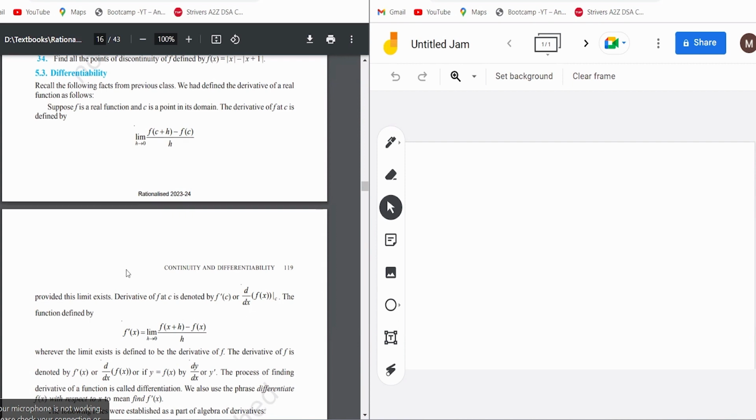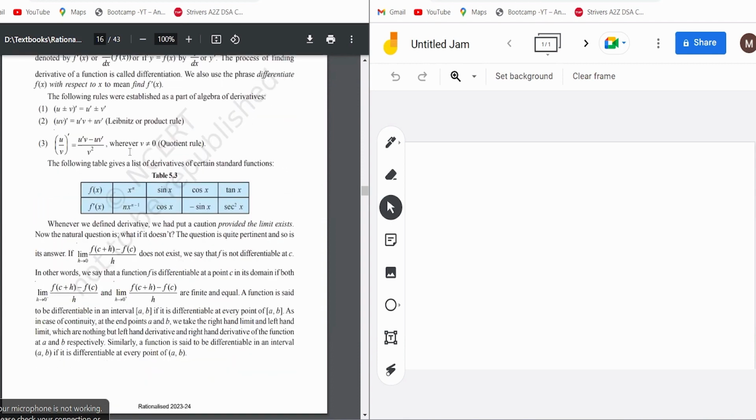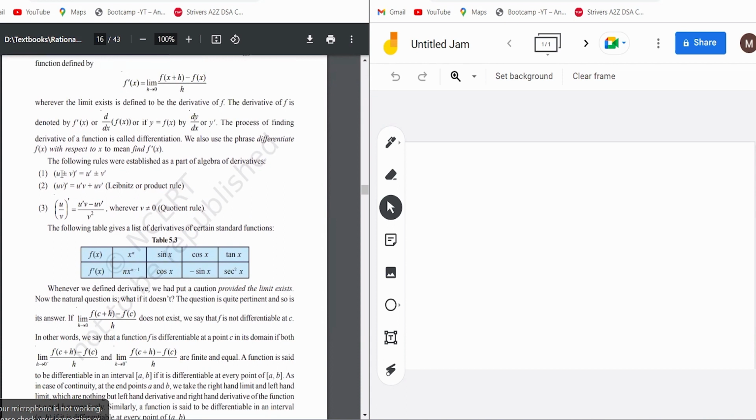Okay, so this way we write f dash x as the limit of h tending to 0, f of x plus h minus f of x divided by h. Now these formulas we have already read. Differentiation of a plus b is d by dx of a plus d by dx of b. And this is the product rule: differentiation of f(x) g(x) is f dash x g(x) plus g dash x f(x). And this is the quotient rule.